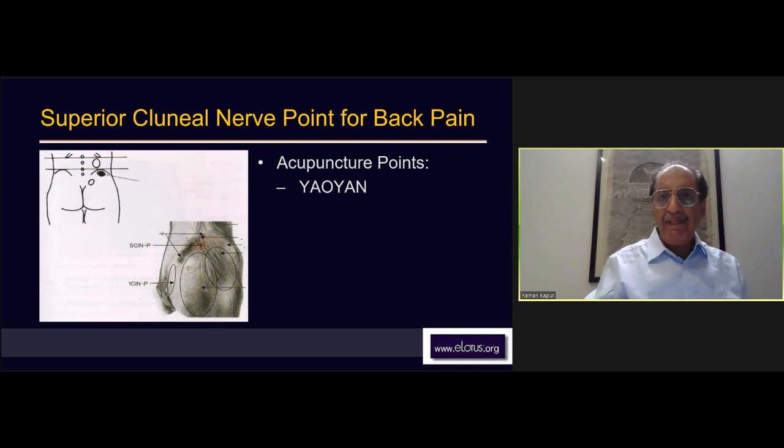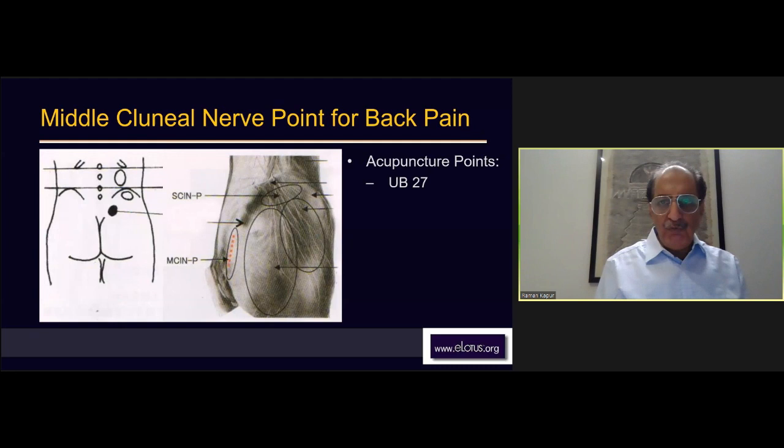Then the middle cranial nerve point for back pain, we are going to use UB27. And you can see the point on the left-hand side of the screen, UB27. Rather than using a needle, we'll just do prickling with that tool on that particular acupuncture point, and also along the pathway of the middle cranial nerve, which can be seen as the red dots on the right-hand side of your screen. So basic PNST treatment: prickling of the point UB27, and prickling along the pathway of the middle cranial nerve.